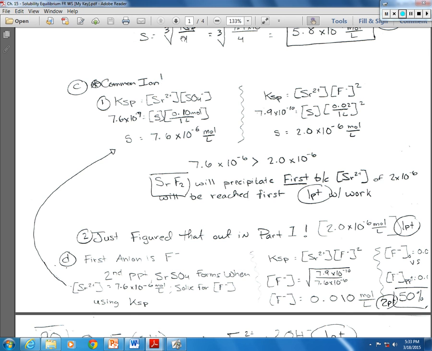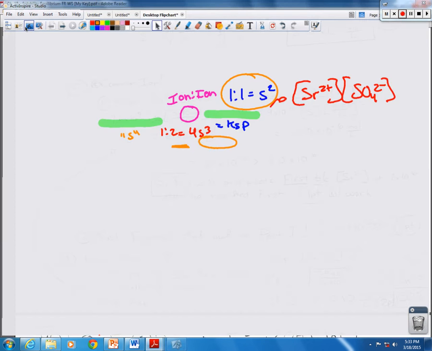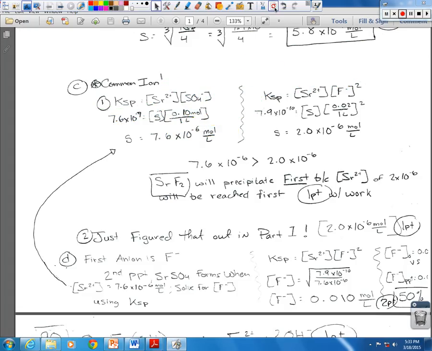The first thing you have to do, let me pull this up. It told you that the first one is strontium sulfate. What they're trying to get you to do is solve for S for both of them. Do we solve S for both of them? And then you have to compare the S values. Did we compare? This one is greater.